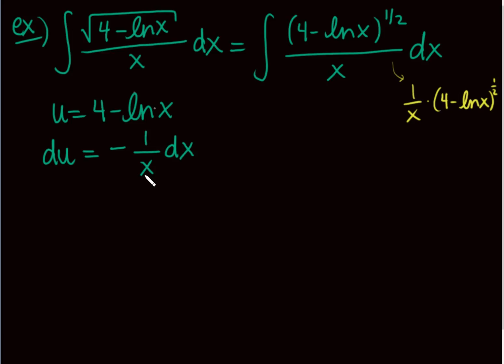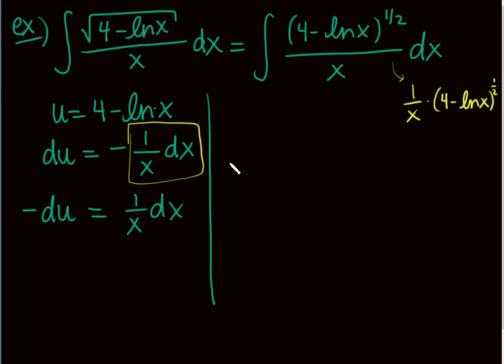So look, I do have a 1 over x. Now, I don't have a negative 1 over x, right? So what do I want to solve for? I want to solve for what I do have. I have a 1 over x dx. So I'm going to solve for that. I get a negative du equals 1 over x dx.